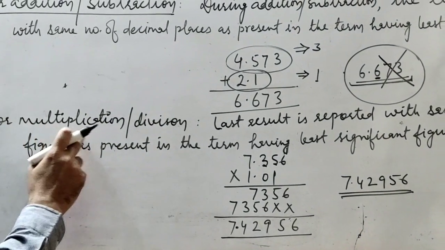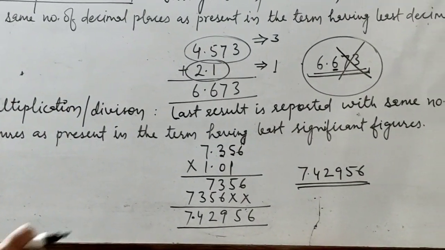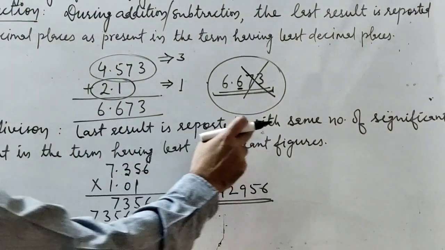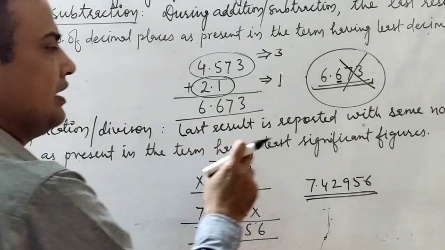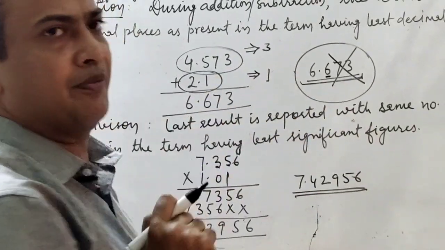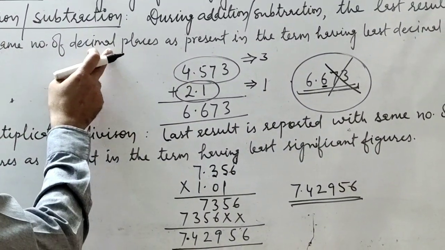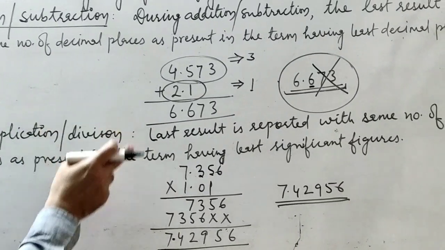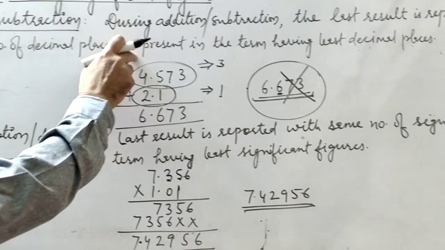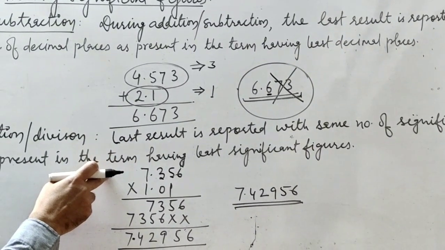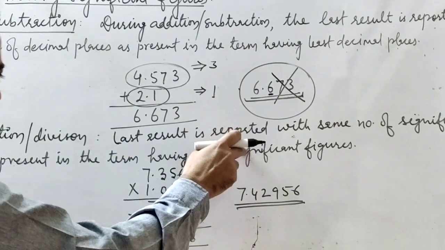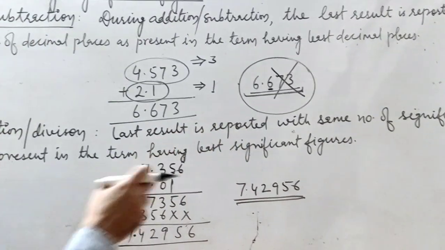During multiplication and division, the last result is reported with the same number of significant figures as present in the term having the least significant figures. That is the only difference between the two: in addition and subtraction you consider the number of decimal places, and in multiplication and division you consider the significant figures in the given number.